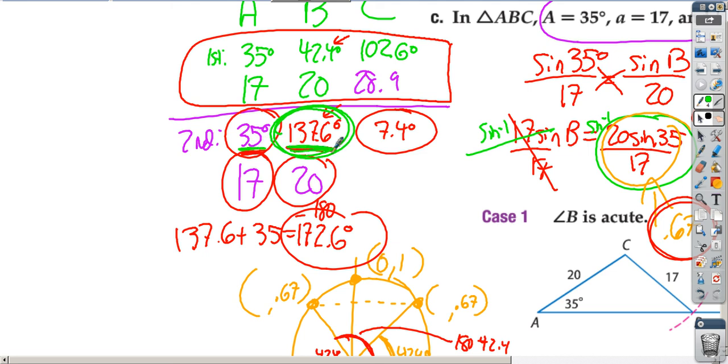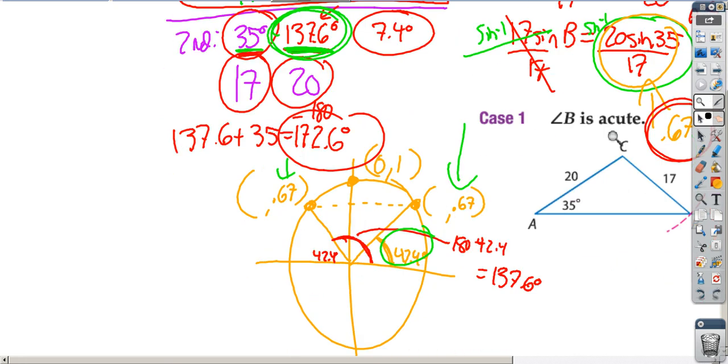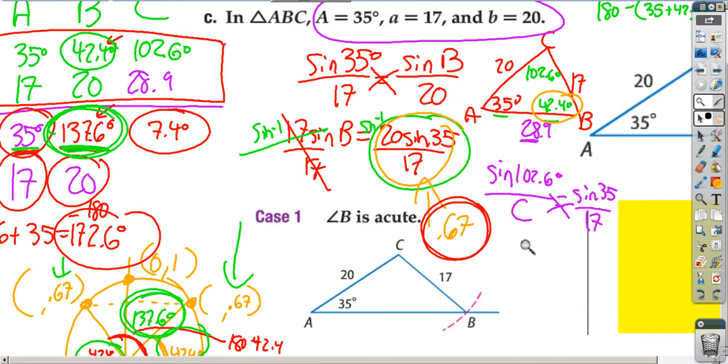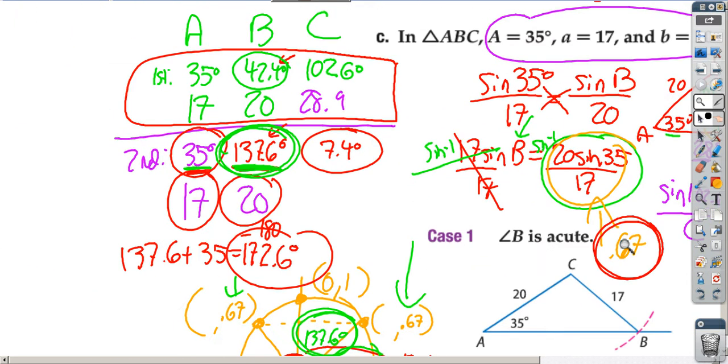How do we even find this 137 angle? We took this one and we did 180 minus that angle. The reason we did that is there are two angles that have a sine of 0.67. One of them is the 42 degree angle, and the other one is gotten by finding 180 minus that, which is 137. In this process that we did right here, we started by finding 42. 42 was angle B. We had to start with angle B because they didn't give us angle C.